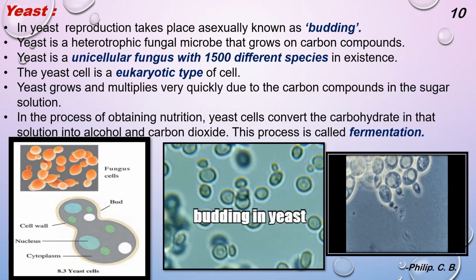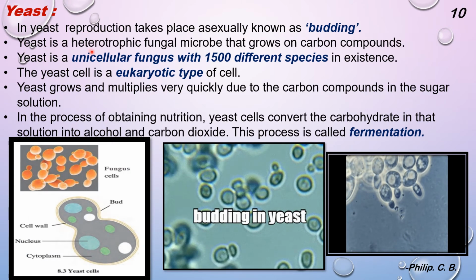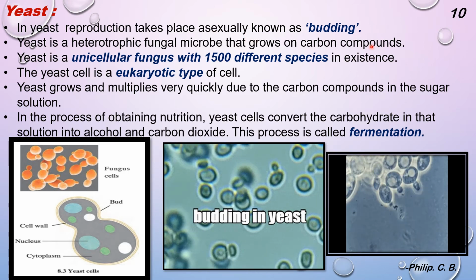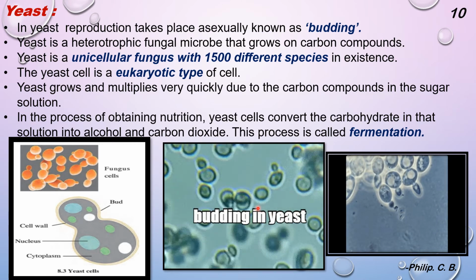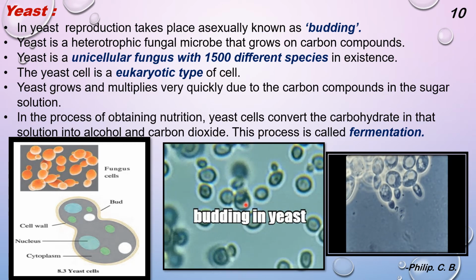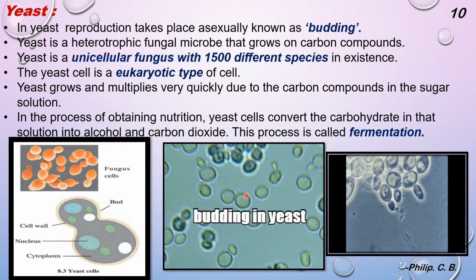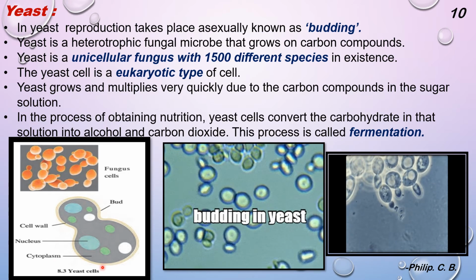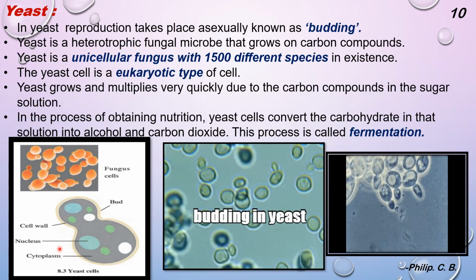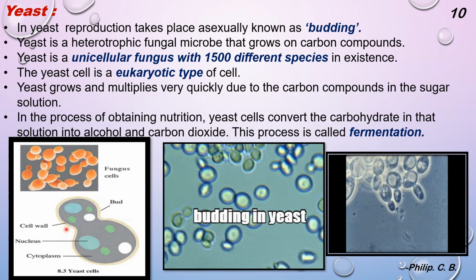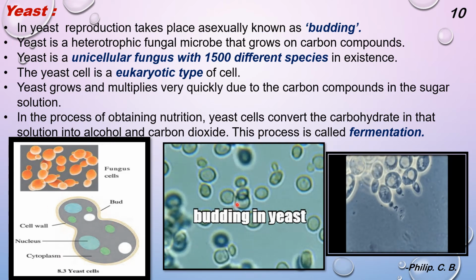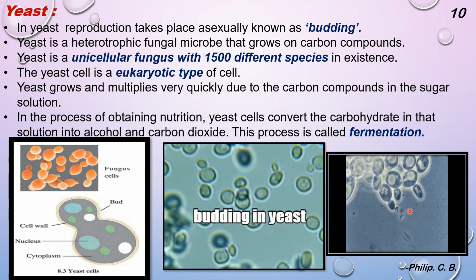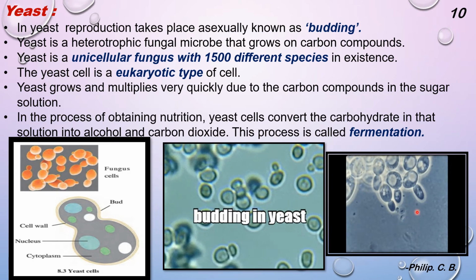Now, coming to the next one, yeast. In yeast, reproduction takes place asexually, known as budding. In this image, you can see how the yeast, which are spherical or oval structures, slowly and steadily divide by the budding process, with the formation of small buds. In figure 8.3 from the text, you can see the cytoplasm, nucleus, and cell wall, and the bud forming. Here you can see the animation of how these buds grow and get separated. Another animation image is much clearer and highlighted.